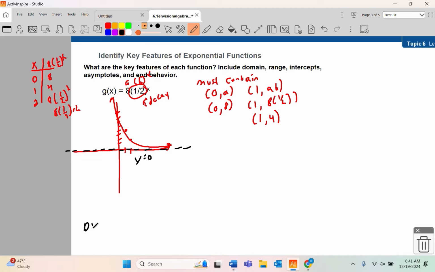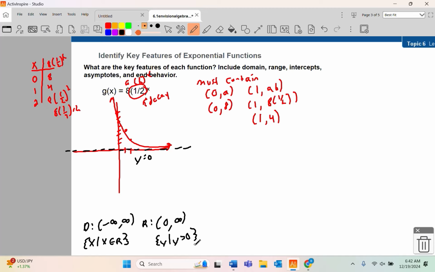All right, there's lots of things they asked for. The domain is negative infinity to infinity. The range is 0 to infinity. Parentheses, by the way. By the way, if you like set builder, you can still use set builder. All values of x such that x is an element of the real. The range would be all values of y such that y is greater than 0.